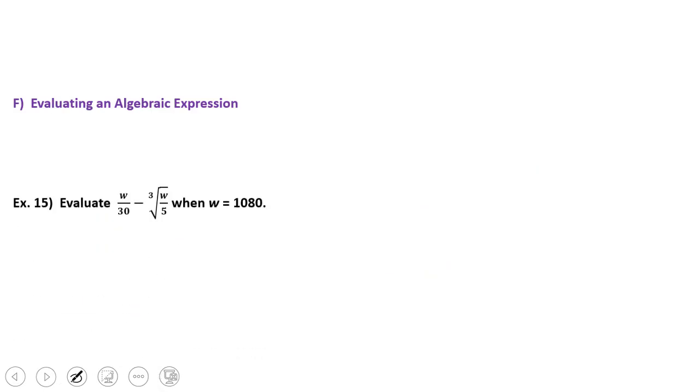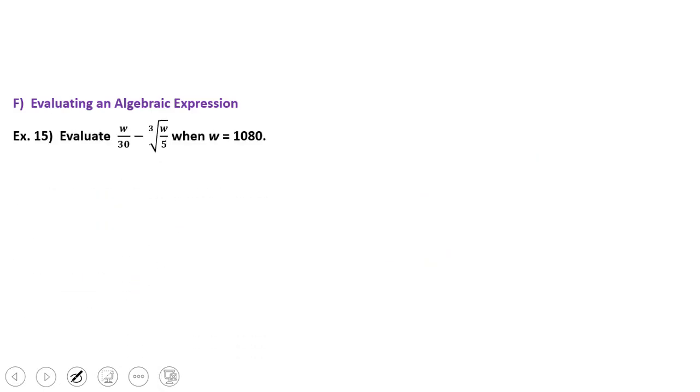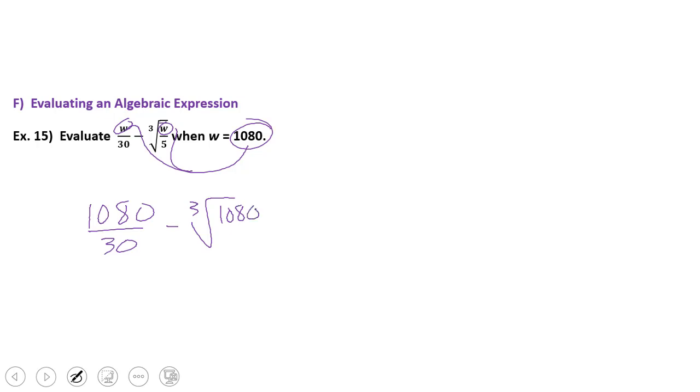Let's do some algebraic expressions. In other words, they're just going to give me an expression. Now it's just plug and chug, where you take this number and plug it in both places that we have that variable. And so we're going to rewrite it. 1,080 divided by 30 minus the cube root of 1,080 divided by 5.